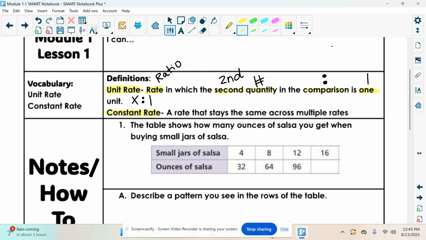Constant rate. Rate means what? Ratio. Well, there's that note over here. Rate means ratio. All right, so a constant rate or a constant ratio. What do you know about the word constant? It happens more than once. It happens over and over and over. It doesn't change when it happens over and over and over? No, it's the same. So the rate or the ratio stays the same. We know it's constant when it stays the same.